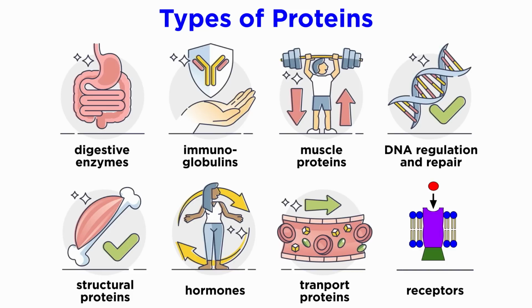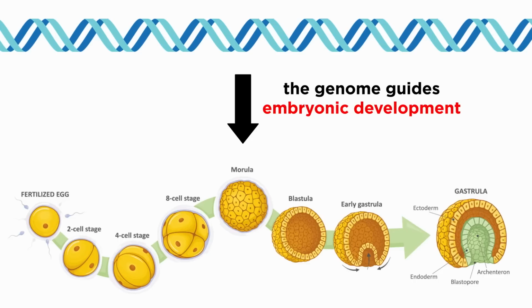Proteins do almost everything in your body. There are structural proteins, there are enzymes that do chemistry, there are receptor proteins that receive messages and trigger physiological functions, and so forth. One of the most important aspects of genetics for our purposes here is the way that the genome guides embryonic development to yield a particular type of animal.